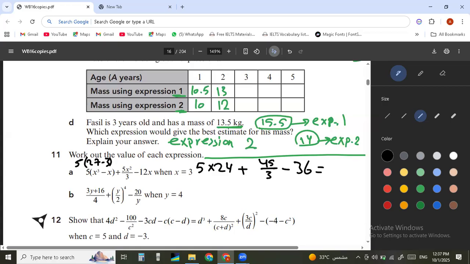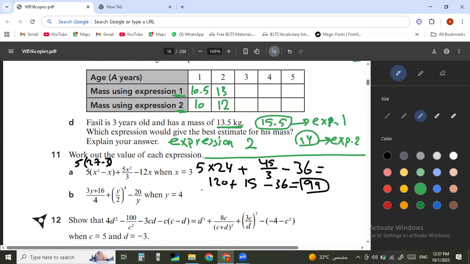Now let's simplify it. 5 times 24 is 120, plus 45 over 3 is 15, minus 36 equals 135 minus 36. So I'm adding and subtracting. 120 and 15 is 135. Minus 36 is going to be 99 exactly.